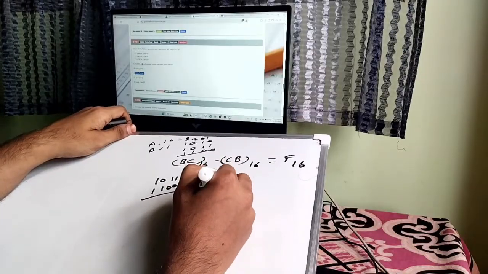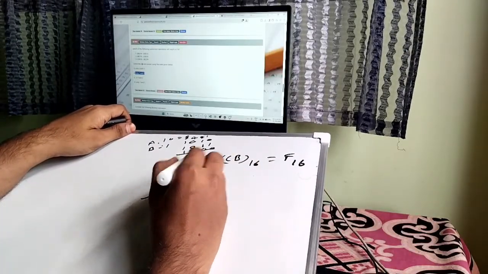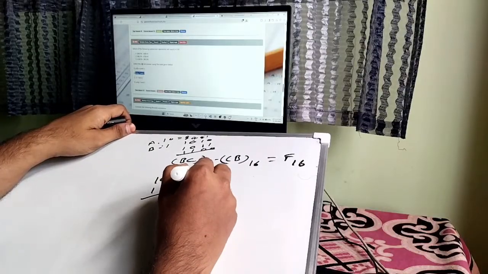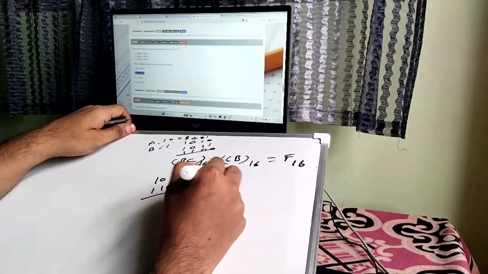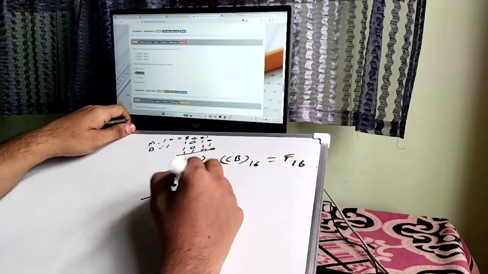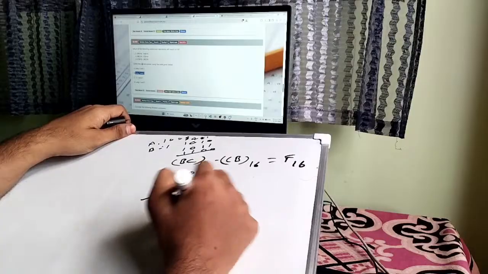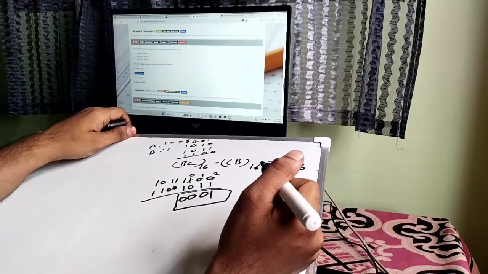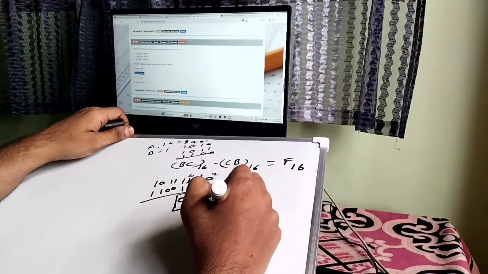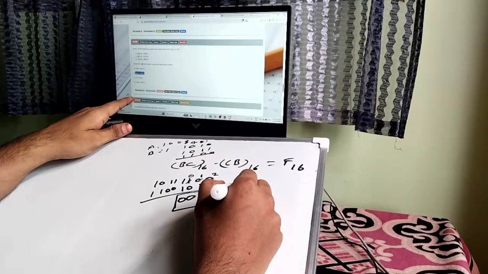Here, 0 minus 1, we can't do the subtraction, so we are going to borrow 1. Here it will become 1, this becomes 1, and this will become 2. So 2 minus 1 becomes 1, then 1, 0. So here we can observe directly that it's not F. So option B is straight away false.